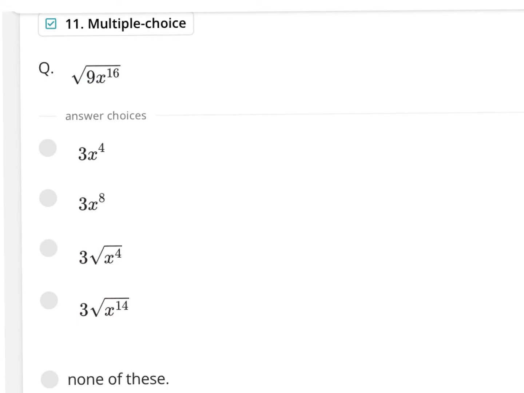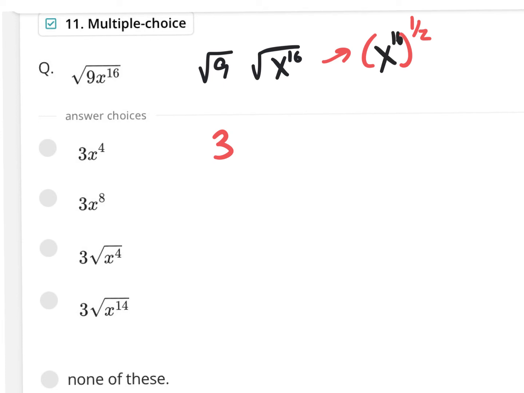We are simplifying square roots. So right here we would separate the square root, separate it to the 9, separate it to the x to the 16th, and the square root of 9 is really 3. For the square root of x to the 16th, remember that a square root is really the power of 1/2. So what we have is x to the 16th inside the parentheses to the power of 1/2, and we should know that a power to a power, you multiply 16 times half, that will be x to the 8th. So your answer is 3x to the 8th.